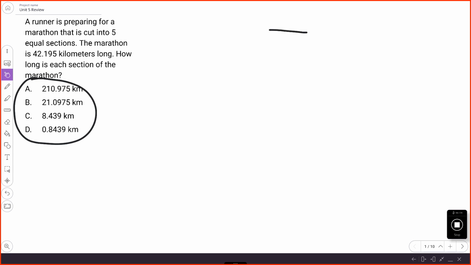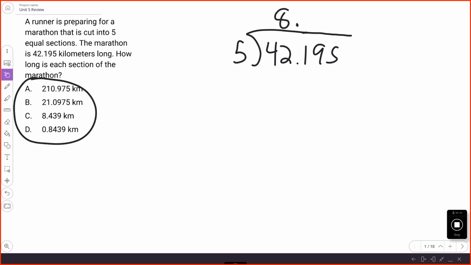So the question that we need to find out is 42 and 195 thousandths, right? What do we need to do first? Put that decimal up there. We got to make sure we put the decimal in the right spot. After we put the decimal in the right spot, can 5 go into 4? No. Can 5 go into 42? Yes. How many times? 8 times. Okay.